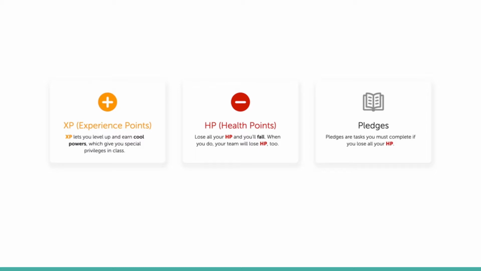XP or experience points are rewarded for good behavior that happens in the classroom. XP will increase levels, which unlocks new powers to use in class. HP are health points that can be lost when negative behaviors in the classroom occur. When all health points that the student has for the day is lost, the character will fall in battle. Teachers can give the team the option to save them at the cost of their own points, or have the student complete a pledge as consequence.